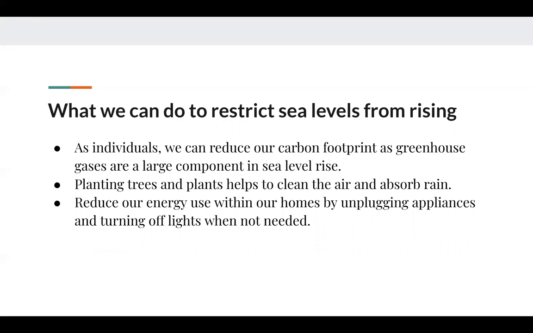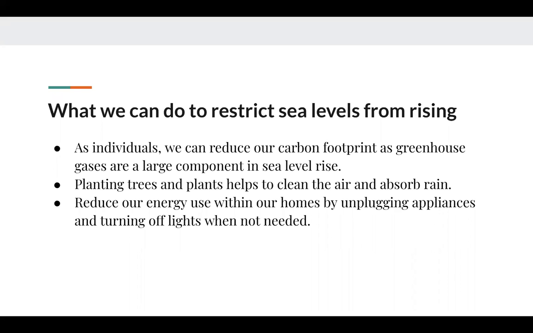So with all this in mind about how the rising sea levels will affect coastal areas, island nations, and ecosystems, what can we do to restrict sea levels from rising and causing all of this destruction? Well, at first, as individuals, we could reduce our carbon footprint, as greenhouse gases are a large component in sea level rise. So some ways to reduce your carbon footprint are to maybe drive less, or convince your parents to maybe, instead of driving their car, take a walk to the store or bike ride somewhere.